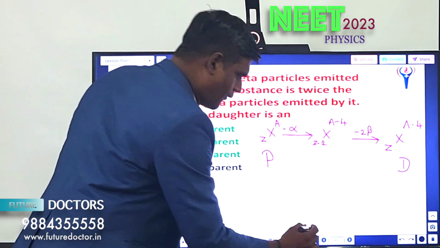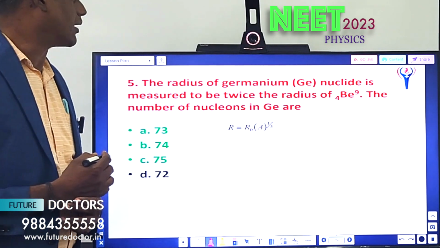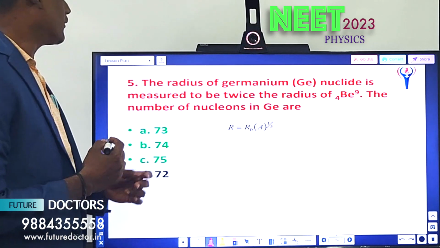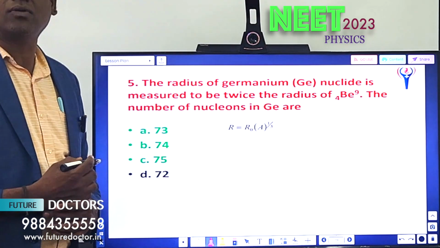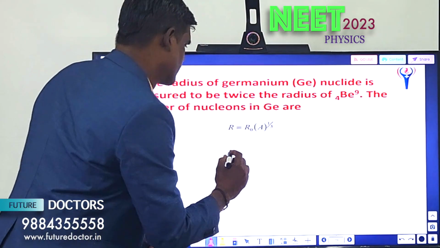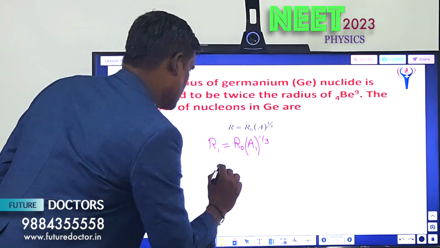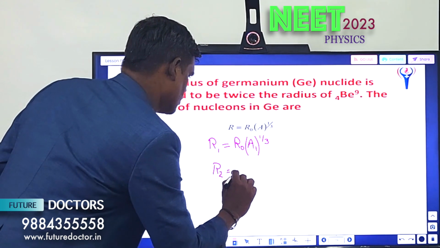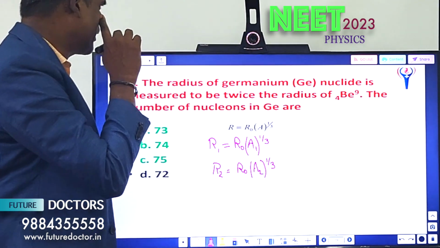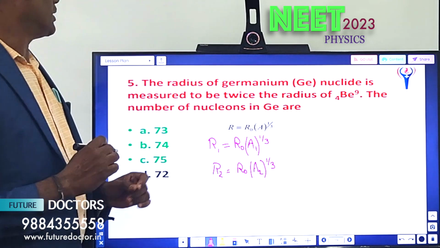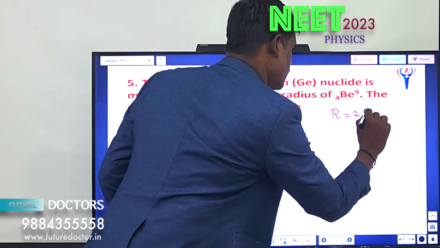Let's move to question number 5. The radius of a germanium nuclide is measured to be twice the radius of beryllium, Be 9 4. The number of nucleons in germanium is dash. The formula is R equal to R naught into A power 1 by 3. And 2 nuclei are given. So R1 equal to R naught into A1 power 1 by 3. And R2 equal to R naught into A2 power 1 by 3. And the radius of the germanium nuclei is measured twice. That is R1 equal to 2 times R2.